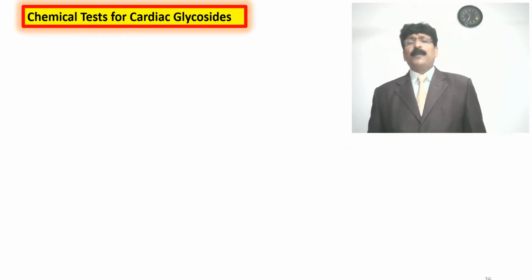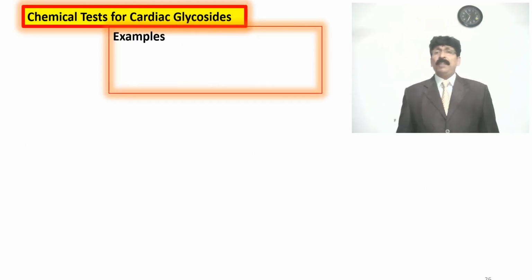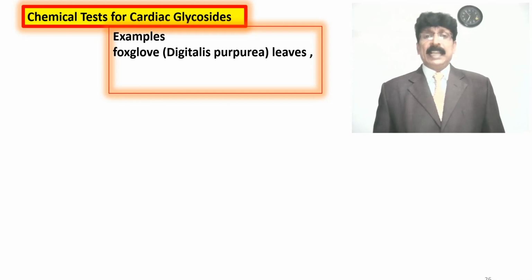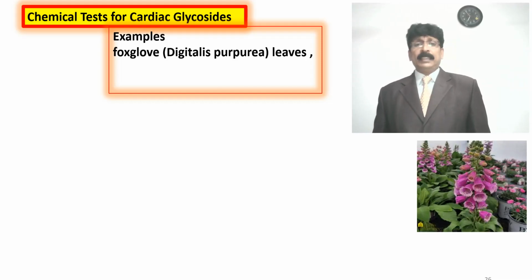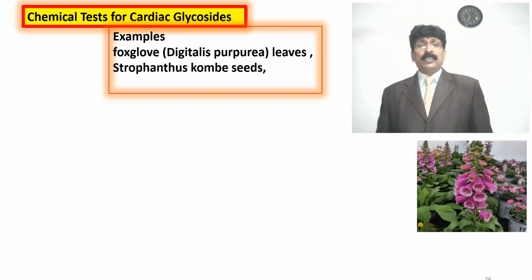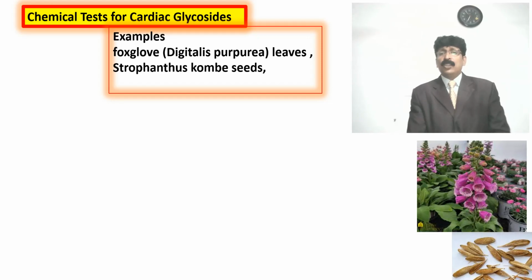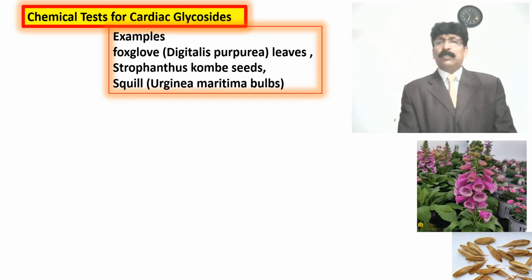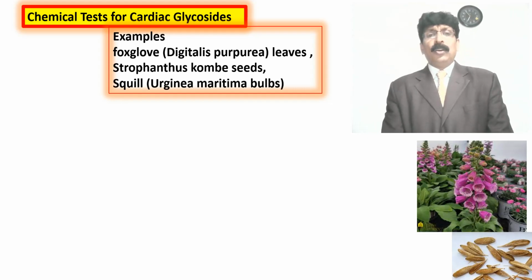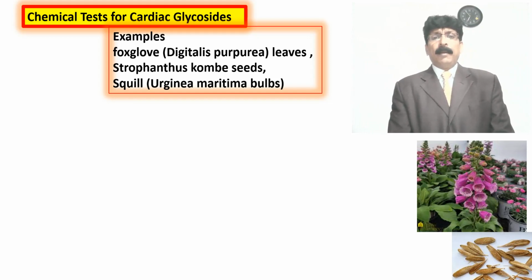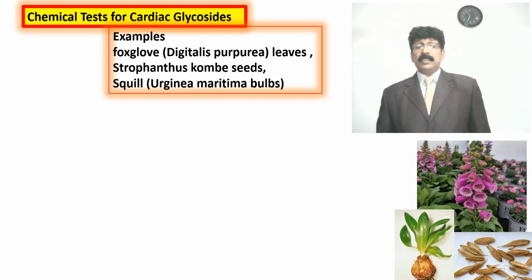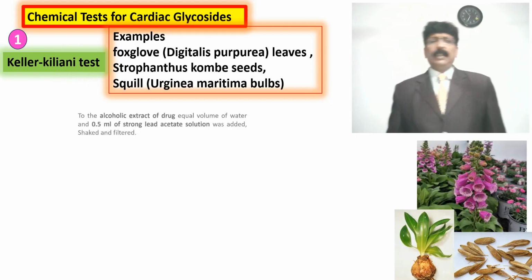Chemical test for cardiac glycosides. We have cardiac glycosides, some examples which we studied, like foxglove, Digitalis purpurea leaves, a very interesting beautiful flower, and Strophanthus kombe seeds, which are also cardiac glycosides. Squill also contains cardiac glycosides. Urginea maritima bulbs are underground bulbs. They are used as a rodenticide actually. The number 1 test is the Keller-Kiliani test, a very interesting and important test.